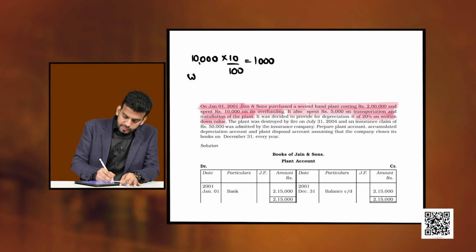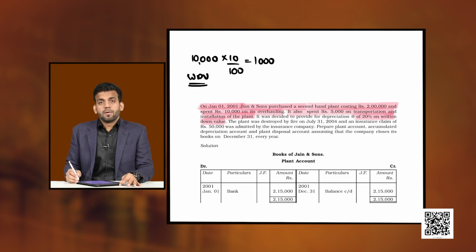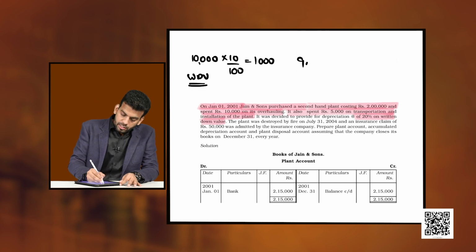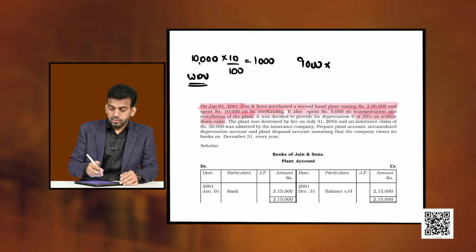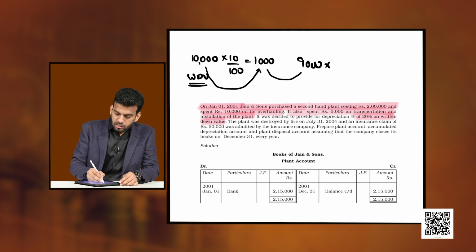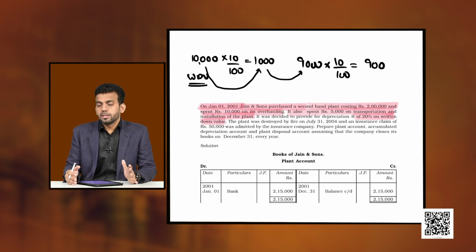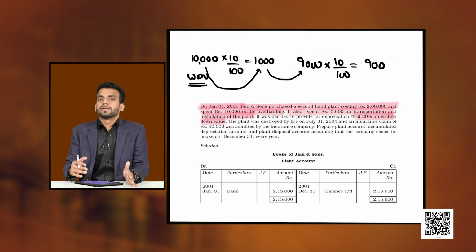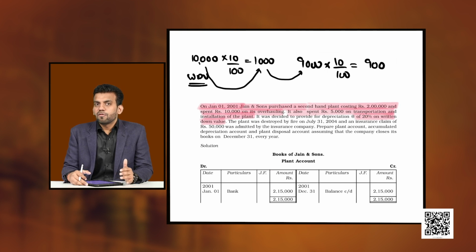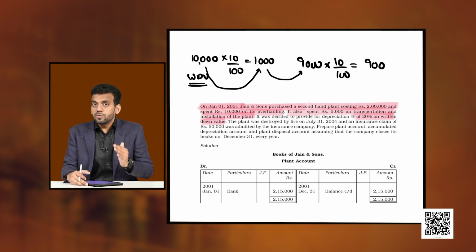But when we talk about the written down value method, in the first year 10% of 10,000 is 1,000, but in the second year the reduced value is 9,000. 10,000 minus 1,000 makes it 9,000. That means 10% of 9,000 is 900. This is the amount of depreciation for the second year. Year by year, the value of the machine is getting reduced, and that reduced value is used to calculate depreciation.